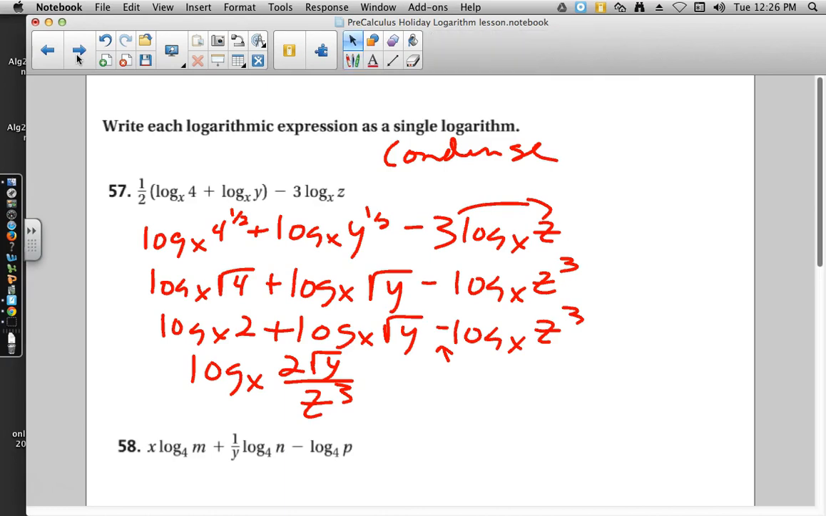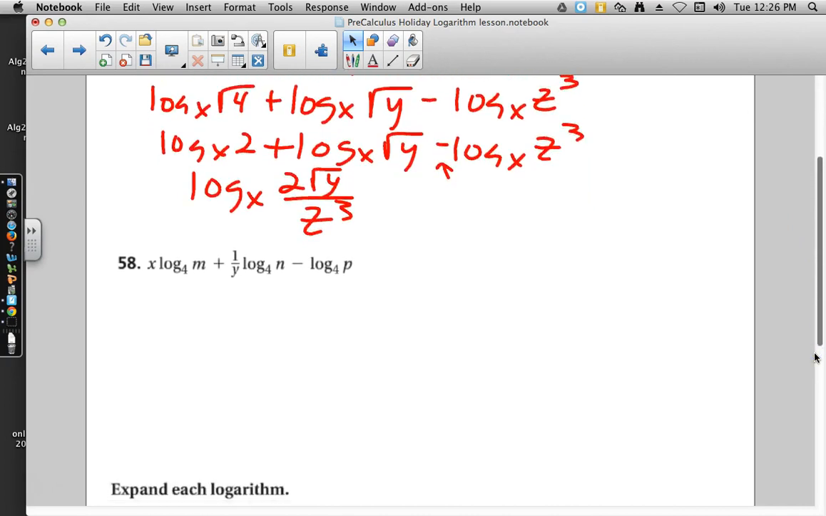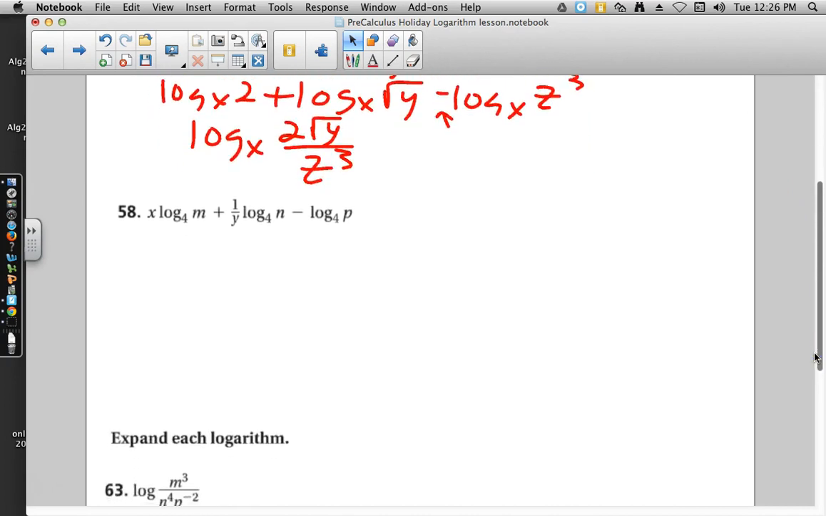Number 58, I'm not going to give you a letter for this one. For this one, for the hidden message, we're just going to ignore that piece.